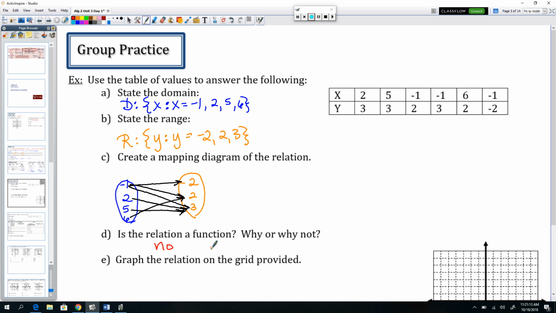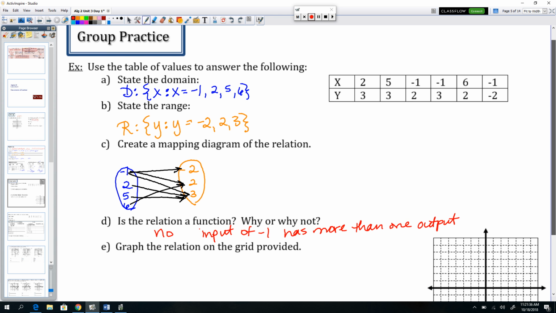You could justify this by saying the x value of -1 happens more than once. That would be fine. You can say input of -1 has more than one output. Any of those types of justifications for your answer would be acceptable in a quiz or test.